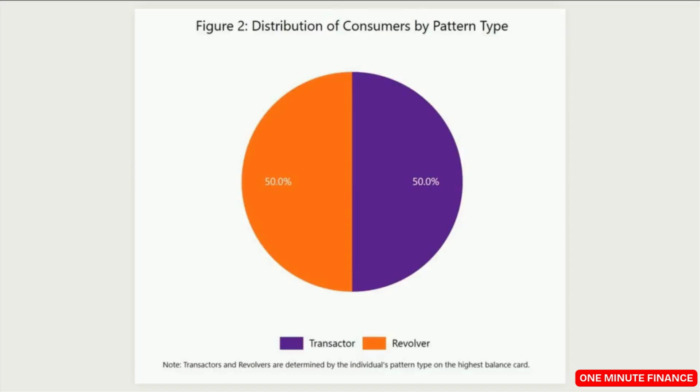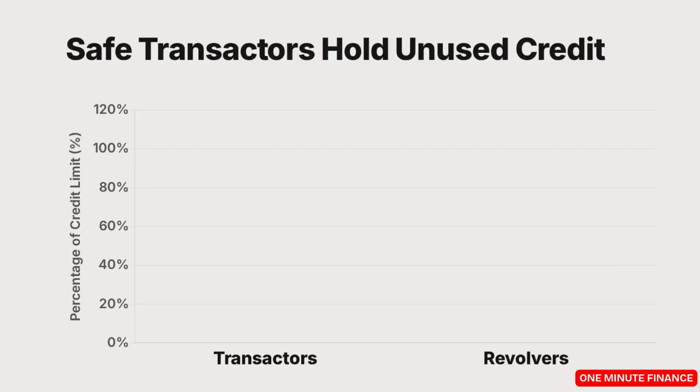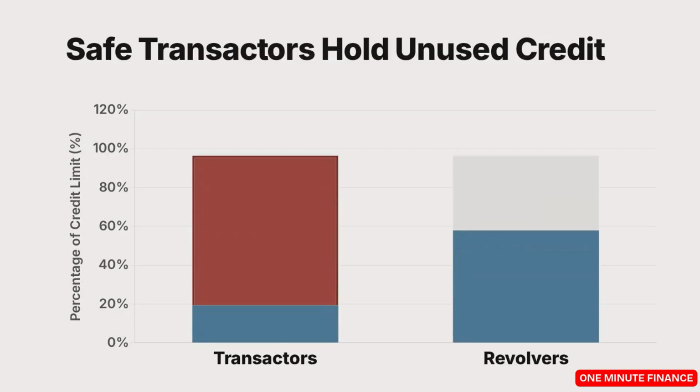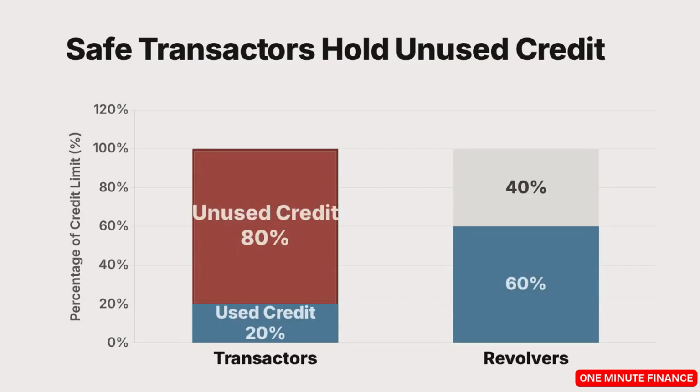This chart shows the distribution of consumers by pattern type, revealing that fully 50% of the sample are classified as transactors. A transactor is a borrower who pays their balance in full every single month. These transactors hold the vast majority of unused credit lines. They utilize very little of their limits, and statistically, they pose incredibly low risk to the lender.